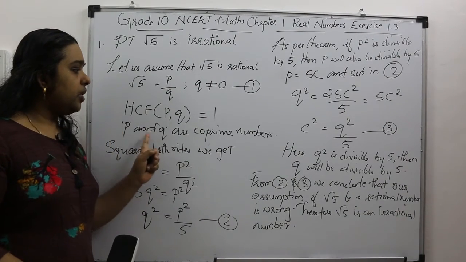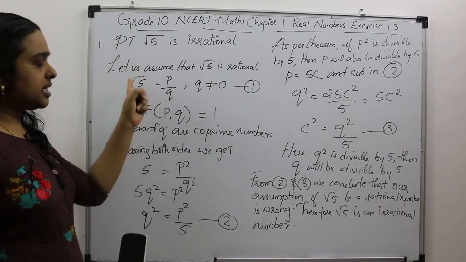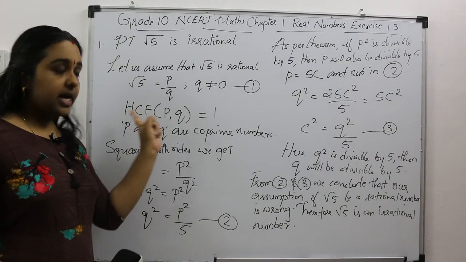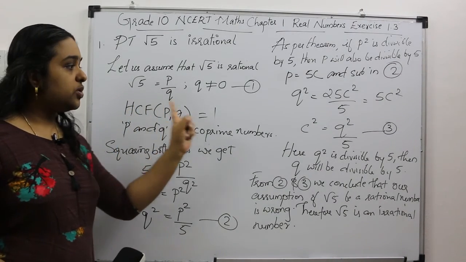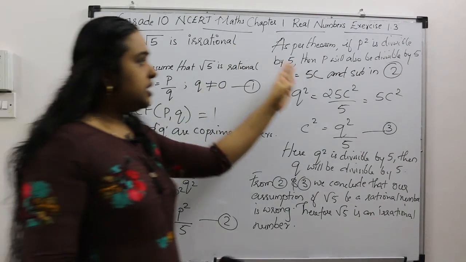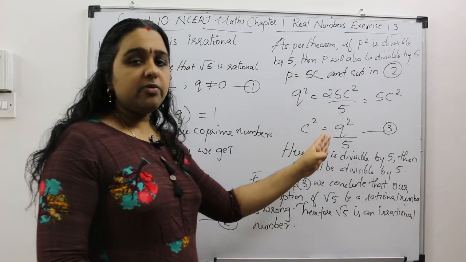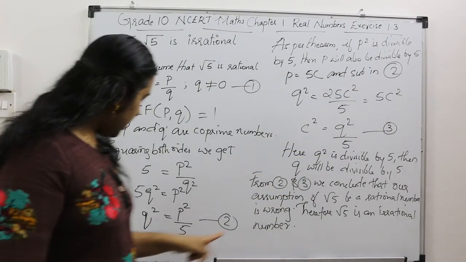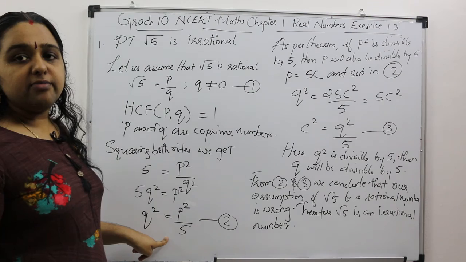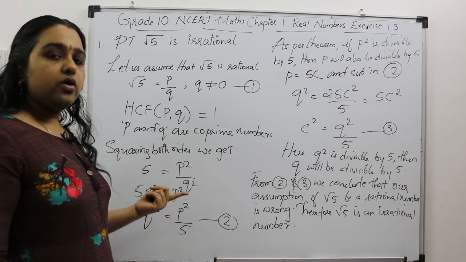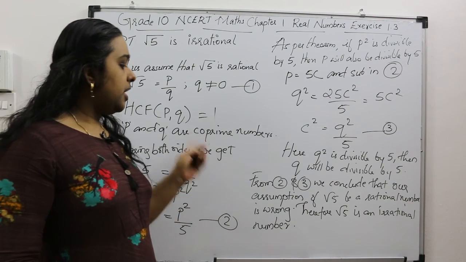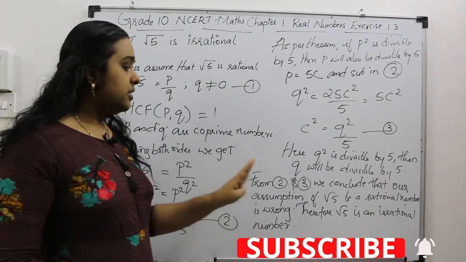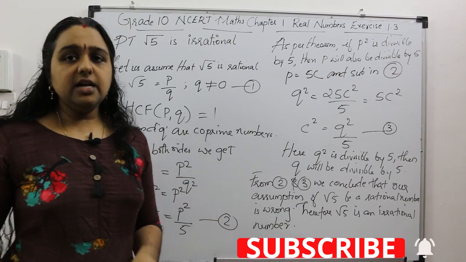Since p and q are co-prime numbers as per our assumption, they should have only one highest common factor, that is 1. But as per this solution, we got another common factor, that is 5. Here q is divisible by 5 and p is also divisible by 5. That means they have another common factor, that is 5. So our assumption of root 5 being a rational number was wrong. Therefore, root 5 is an irrational number.